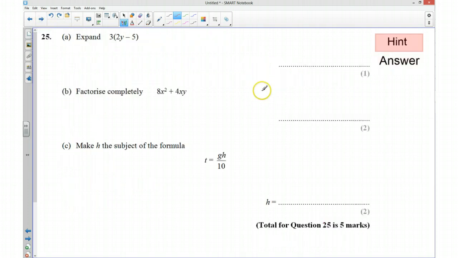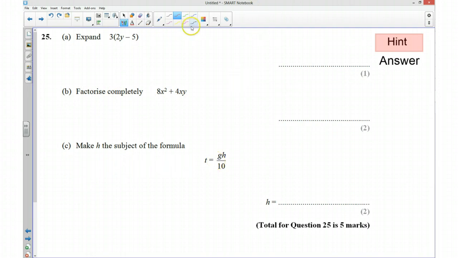Okay, question 25. This time we've got a little bit of algebra to do, so we need to expand 3 times, in brackets, 2y take away 5, and then we want to factorize this completely, and then we want to make h the subject of this formula.